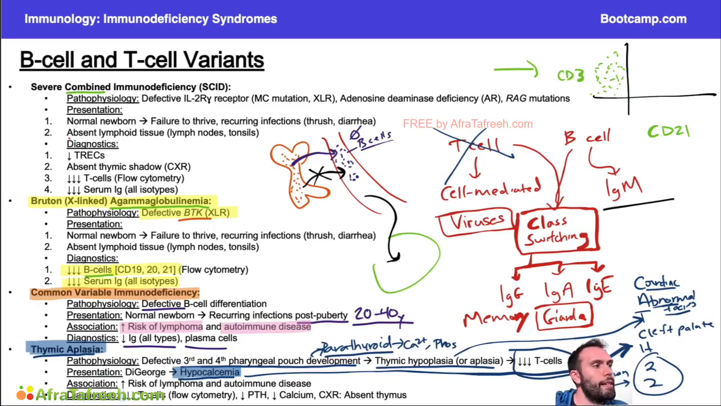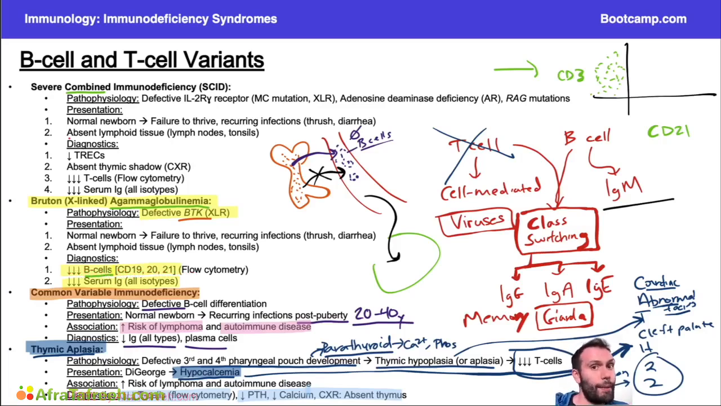All right. And again, for the diagnostics, low T cells, like we talked about, this is going to be pretty similar to what we talked about with SCID. The difference is we're going to have some defect in the parathyroid hormone, the calcium, also some of the classic findings we talked about. There could be a heart murmur, abnormal facies, cleft palate, all would be more classic for thymic aplasia. And the other point is, in SCID, the B cells might also be very low, right? You might have absent CD19, 20, 21 on flow cytometry with absent CD3. That would be very classic for SCID.